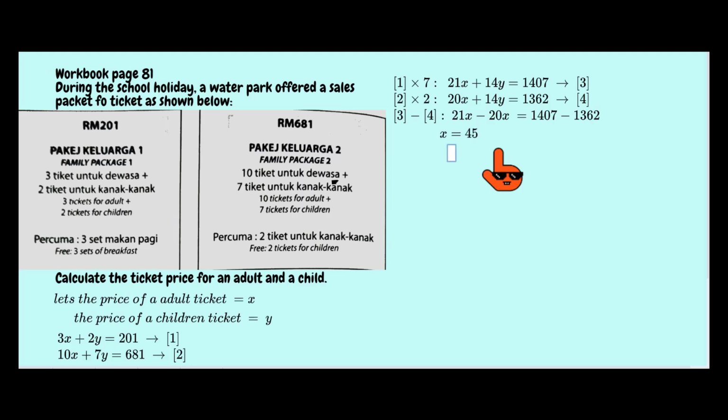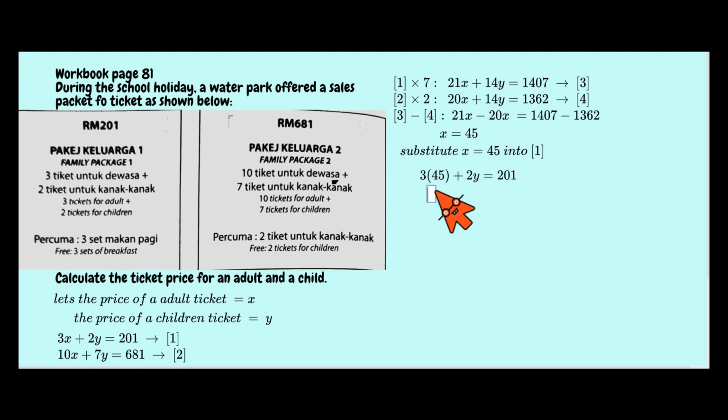How about y? After we get the x value, to find y we are going to substitute x equal to 45 into the first equation. I copy the first equation here. So substitute x by 45. We know x is 45 already.